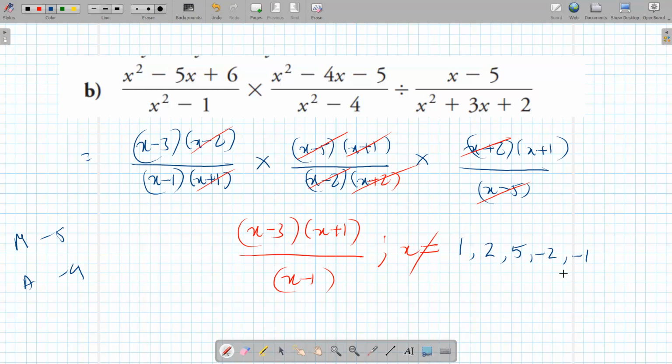And then you also got to account for this, because that was in the denominator, right? This guy. But it's already been accounted for. Negative 2 and negative 1. Yeah, there we go. So it has 5 different restrictions. It's pretty annoying, yeah?